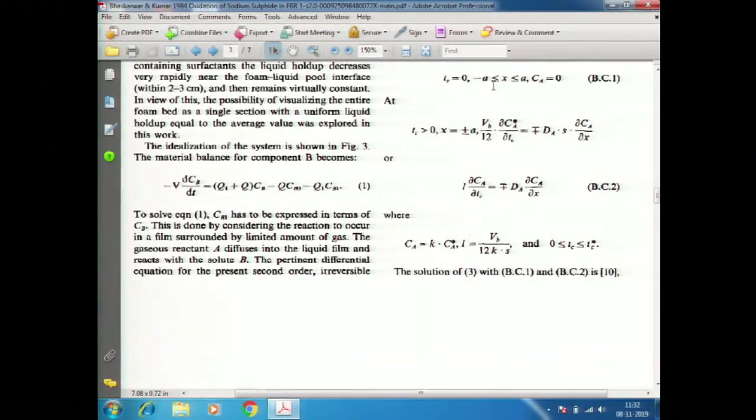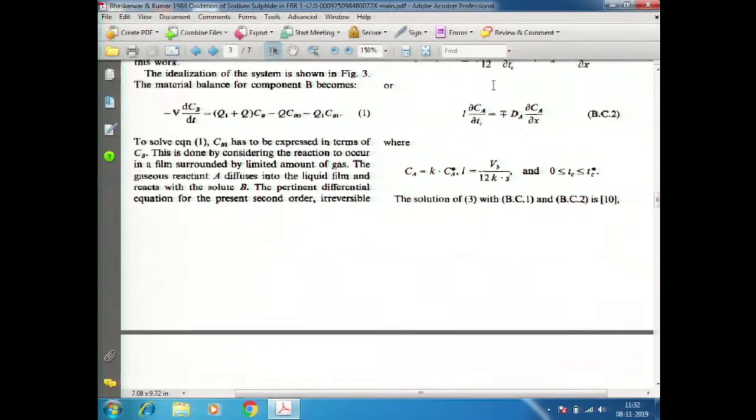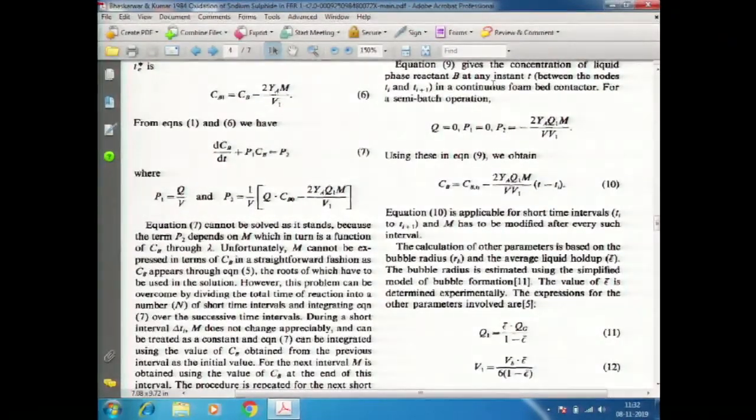What I was saying was that if we say that lambda remains constant throughout the reactor operation, there will be straightforward integration of a first order ordinary differential equation in C_b, right. So, it will give you a solution. I am just using some shorthand notation here. P1 is Q by V and P2 is 1 by V times (Q C_b0 minus 2 Y_A Q1 M upon V1). So, if I treat M as a constant, then P1 and P2 are constants. This is a straightforward first order ordinary differential equation, will require an integrating factor, and then you can obtain C_b.